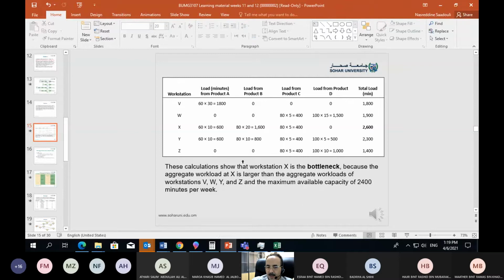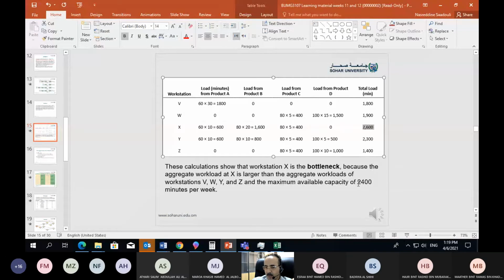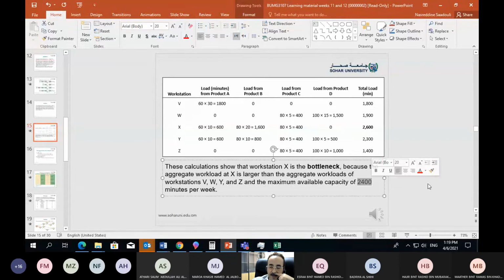It's the highest compared to all the others, but it's also presenting a problem because it's more than the 2,400 minutes that are available for a given week. And that's why this is a bottleneck. This is the other way to find a bottleneck.